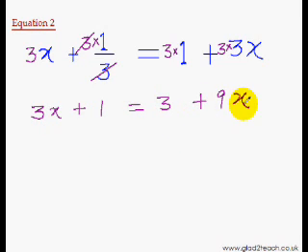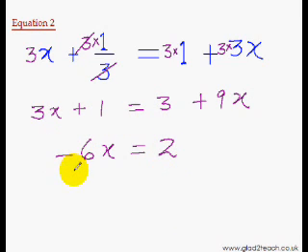So this plus 9x comes to this side and it becomes minus 9x. So 3x minus 9x will be minus 6x. Similarly, this plus 1 comes here and it will become minus 1. So 3 minus 1 will be 2.